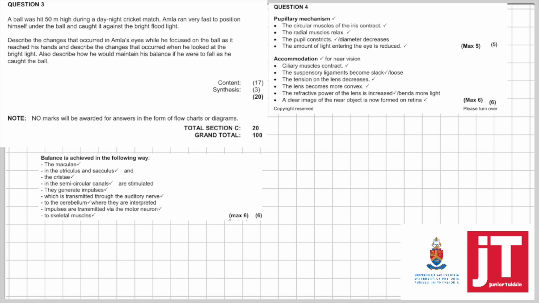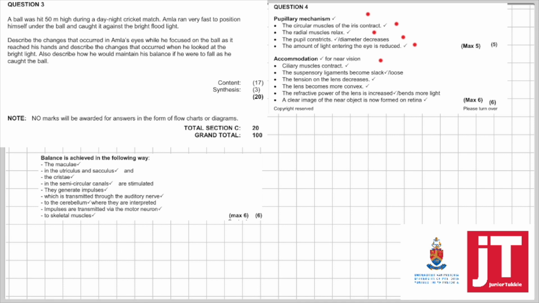So the first part is, of course, night and day, so that's the pupillary mechanism, right? It was a day-night match, so here it's more day. So the circular muscles of the iris will contract, the radial muscles relax, and the pupil constricts, so as to decrease the amount of light entering. That's the first part.